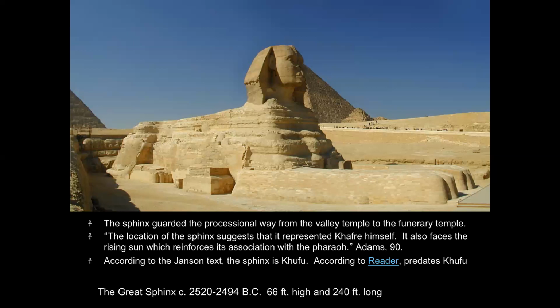According to Jansen, the Sphinx is Khufu. And according to Reader, he's the only Egyptologist in all this group, it predates Khufu. So Reader thinks that this structure was made before the pyramids and might represent an earlier pharaoh.